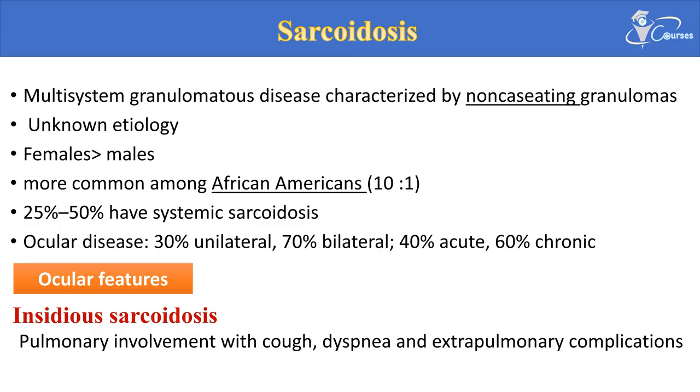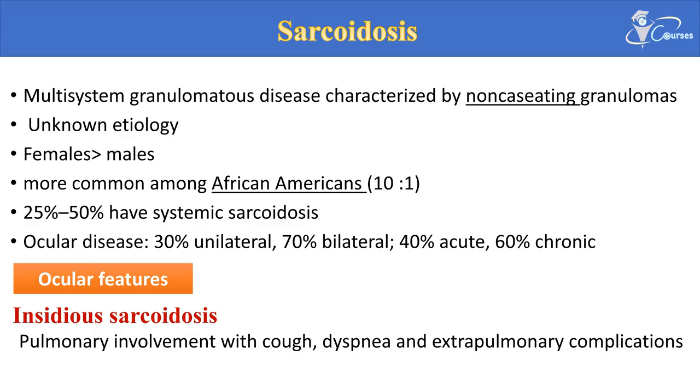Regarding the ocular diseases, 30% are unilateral, 70% are bilateral, 40% are acute, 60% are chronic. That's why you remember in the acute slide of differential diagnosis of anterior uveitis, we said that sarcoidosis can be present acutely or chronic, unilateral or bilateral, in young or in the old, with granulomatous or non-granulomatous, everything.